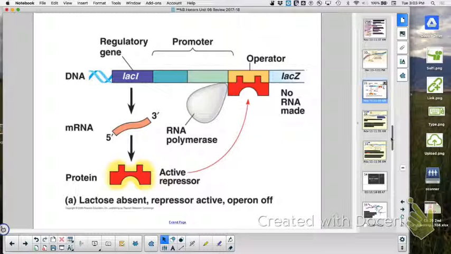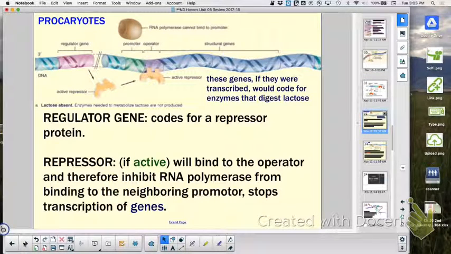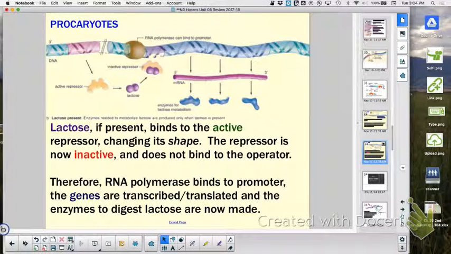Okay, now, this one just shows a little bit more detail. The regulator gene is on, the regulator gene's coding for repressor, which is on the operator. And so RNA polymerase cannot get on the neighboring promoter right here. Here, lactose is present, so now I need it digested. This is a great way. When I need it, then it turns that gene on.